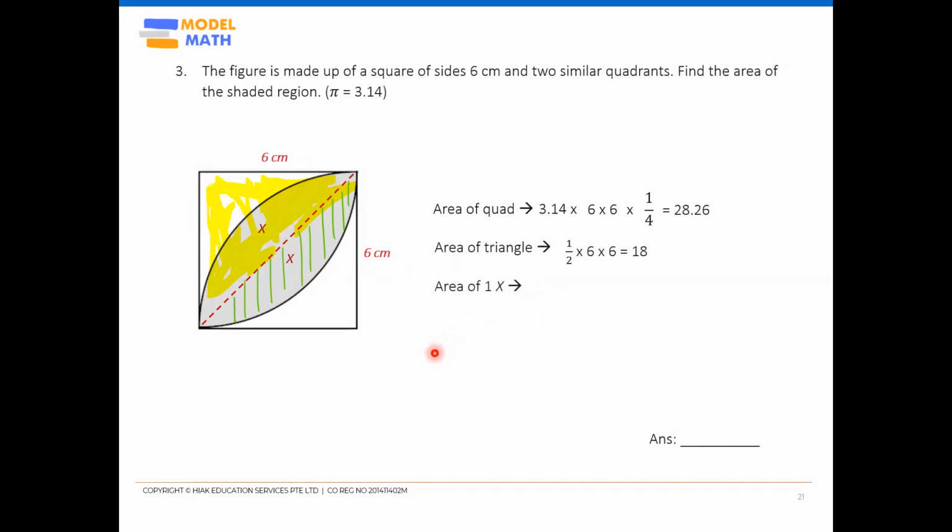And we can go on to find the area of 1 X, the green one, by taking the full quadrant minus away the yellow triangle. So quadrant minus yellow triangle gives us 10.26 for 1 X. And obviously that means the other X is also 10.26. So easy. Now you go on to find the shaded region, 2X, simply times 2 with the previous answer. And there you go.